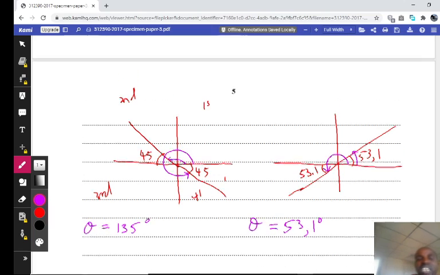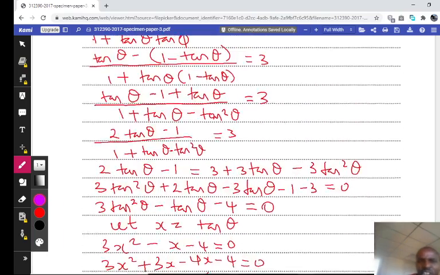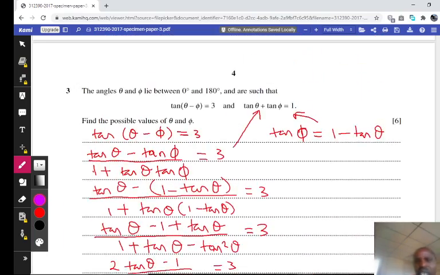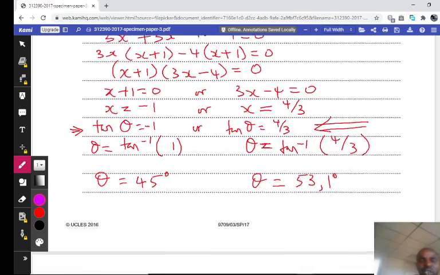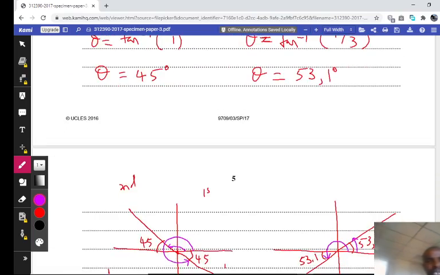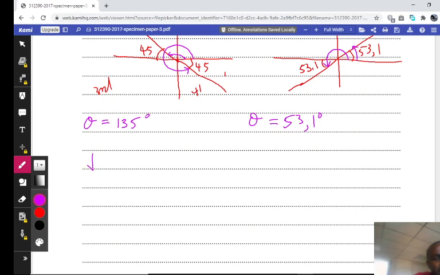Now, we want to find the corresponding values of the other angle, alpha. You can call it alpha. We said tan alpha is equal to 1 minus tan theta. You can use that one. Let's use that one. We said tan alpha is equal to 1 minus tan theta. So for the first one, we use 1 minus tan 135. Let's use theta equals 135.